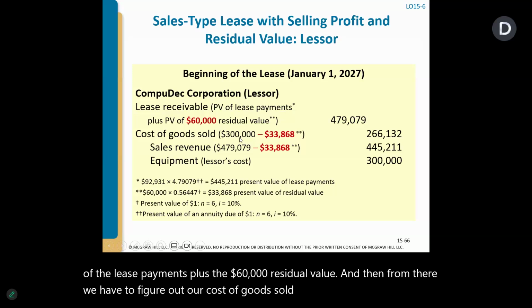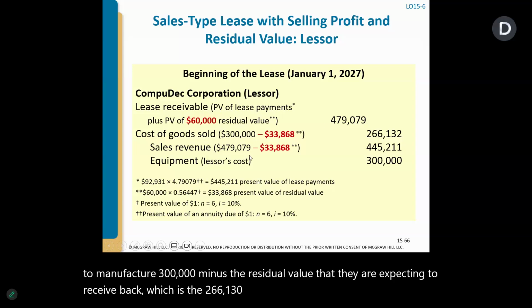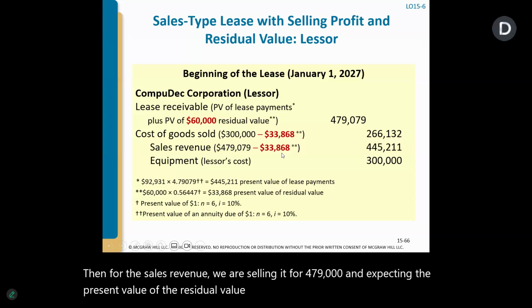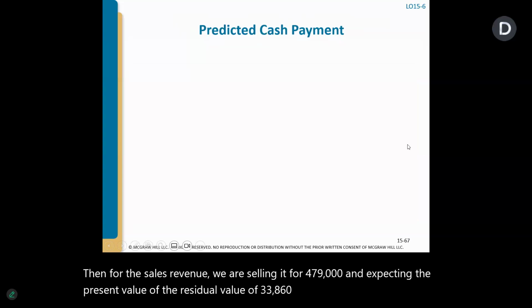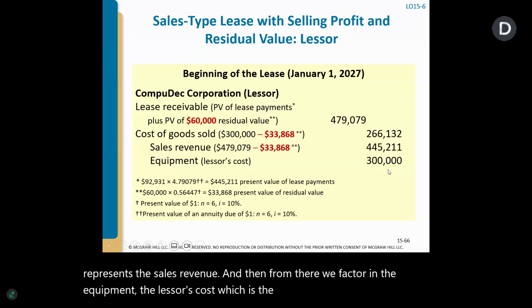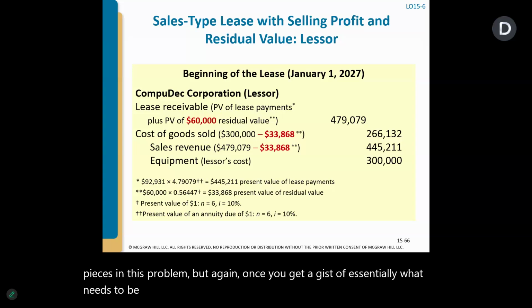So the cost to manufacture is 300,000 minus the residual value that they are expecting to receive back, which is the 266,132. And then for the sales revenue, we are selling it for 479,000 and expecting the present value of the residual value of 33,868. So therefore, the difference represents the sales revenue. And then from there, we factor in the equipment, the lessor's cost, which is the $300,000. So there's a lot of moving pieces in this problem. But again, once you get a gist of what needs to be accounted for, everything will come together full circle.